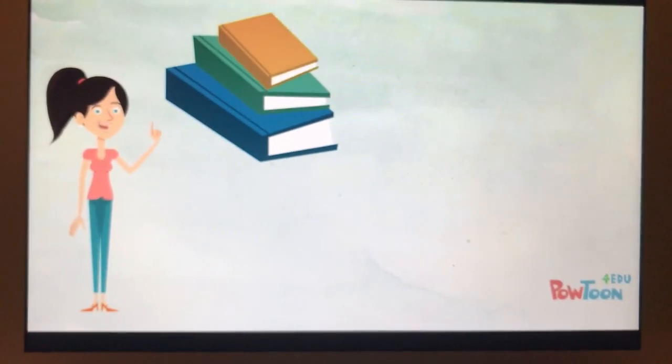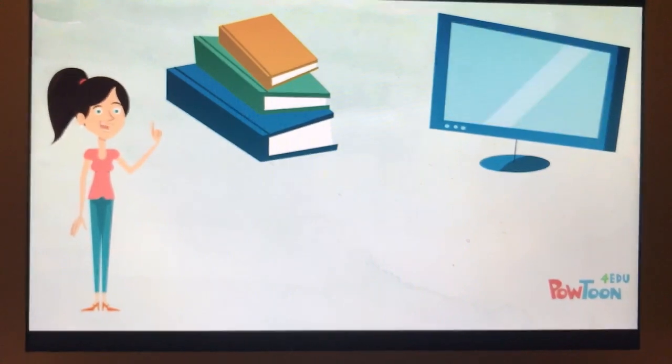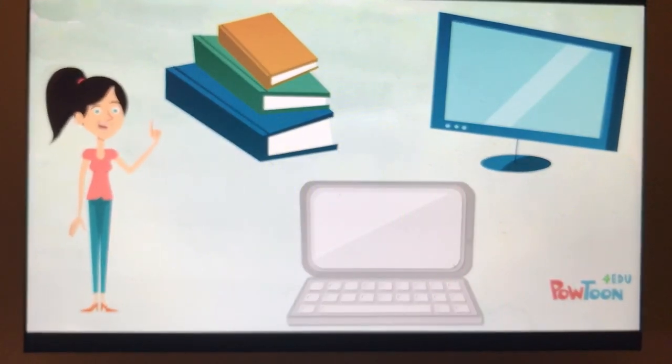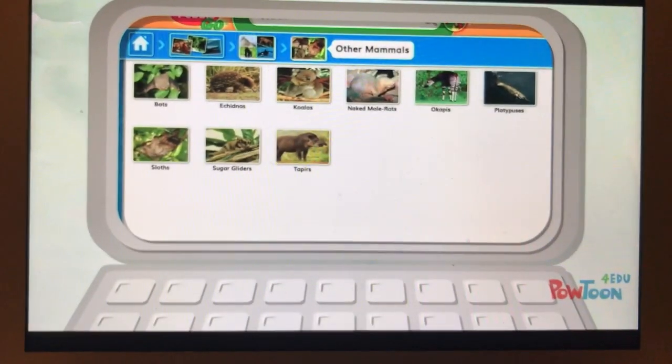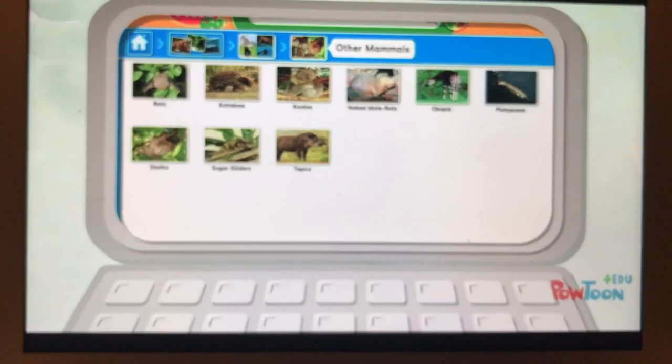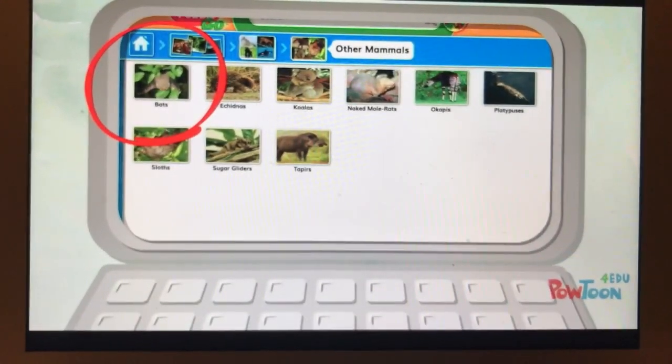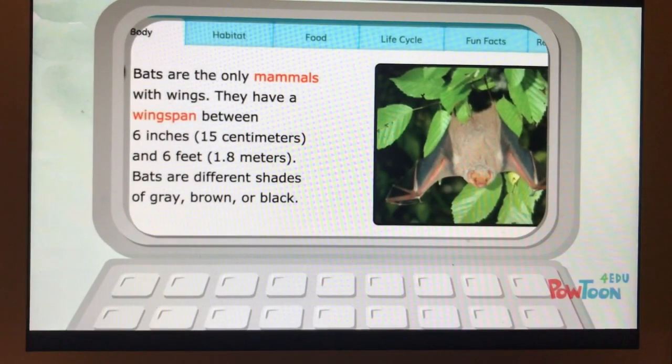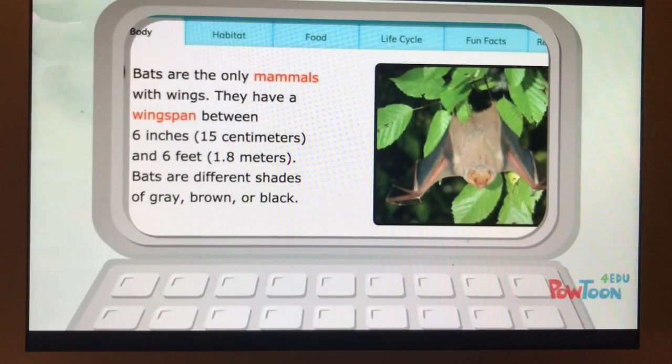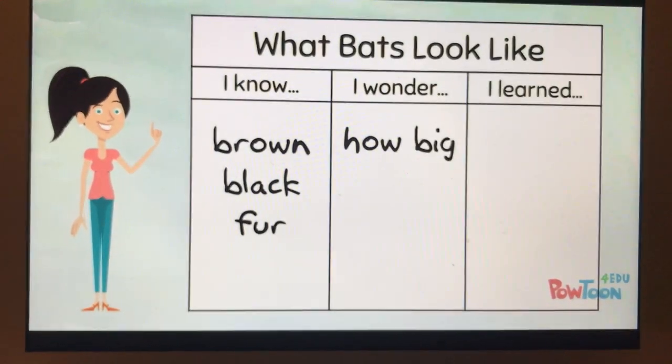Now I need to find some information. I can look in books, I can watch videos, or I can find information on the internet. I'm going to start on a website called PebbleGo. Here is their article about bats. This page is about a bat's body. It says, bats are the only mammals with wings. They have a wingspan between 6 inches and 6 feet. Bats are different shades of gray, brown, or black. This answers some of my questions.